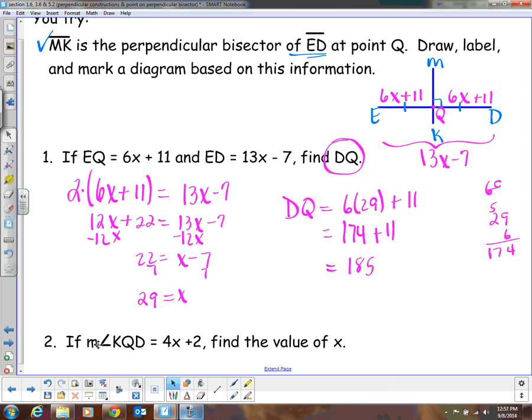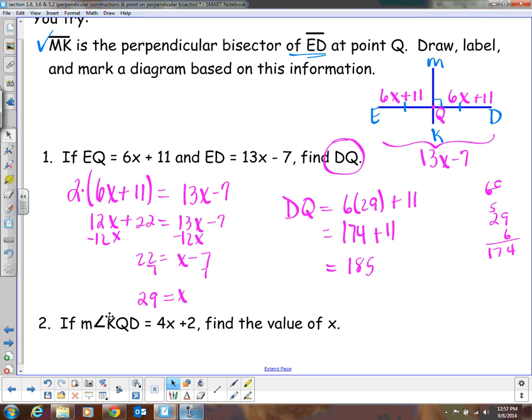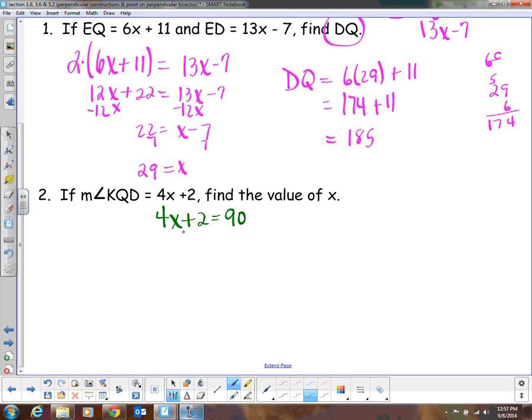So now this second part says KQD, so I'm going to highlight this in green, KQD. So because of that box, if this is a right angle, then all 4 of these are right angles. And we know that a right angle is 90 degrees, so I'm in green. So we're going to say 4x plus 2 is equal to 90. So we're going to subtract 2, so 4x equals 88. We're going to divide by 4, which means x is equal to 22. And I have done this one.